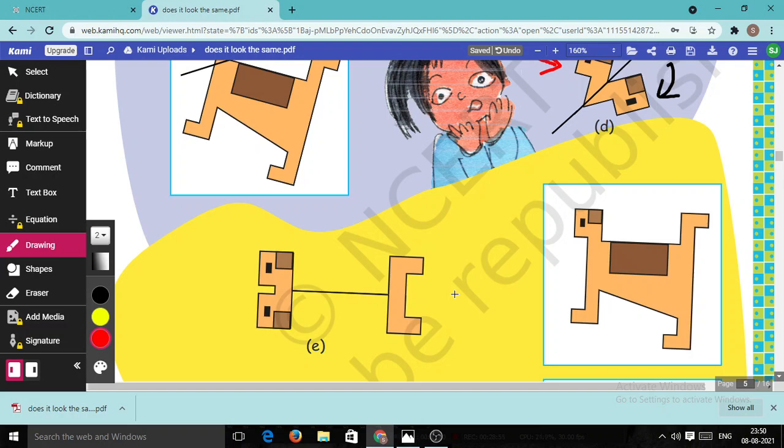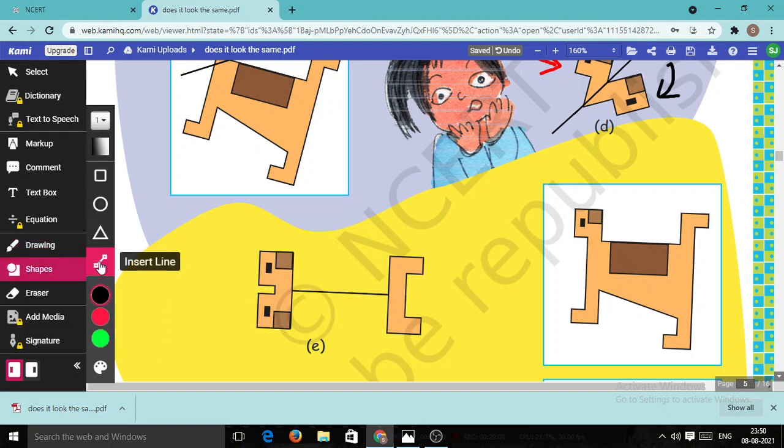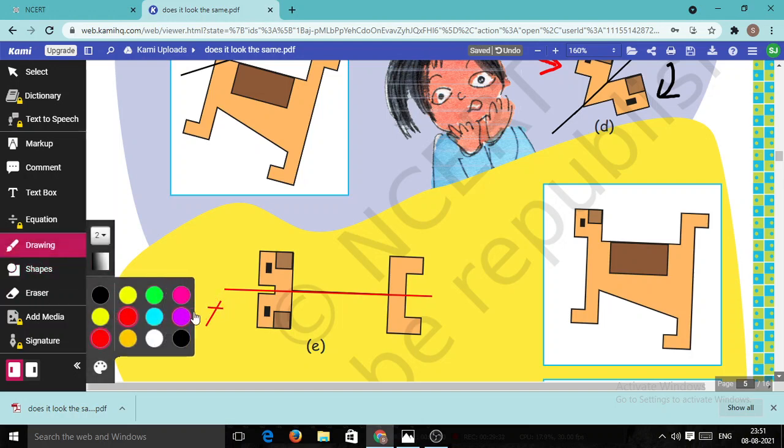First, to find out the line of symmetry, only do one thing, find out which part of the picture is given to us. Now look here, divide this into two parts, insert a line, we take red color from here, look here, this is a line, this is a line of symmetry.